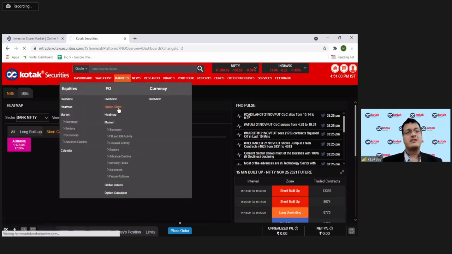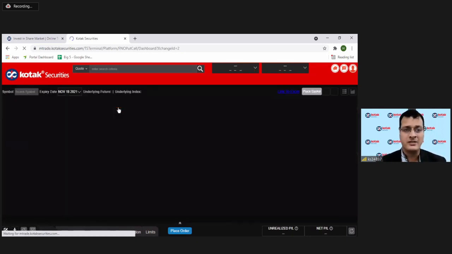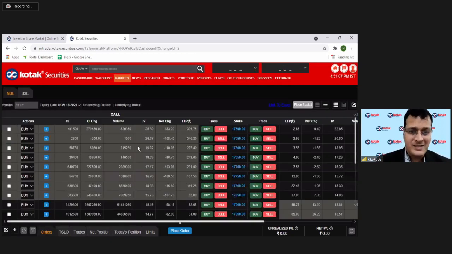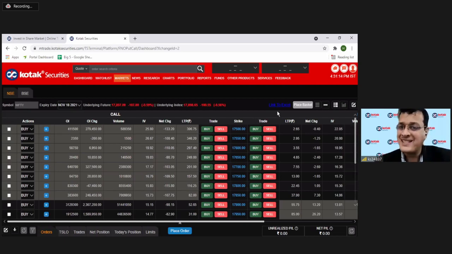Now option chain, guys, this is again very important. One second. While it's loading, I just want to inform you that in option chain, you can definitely take your option chain to an Excel sheet.